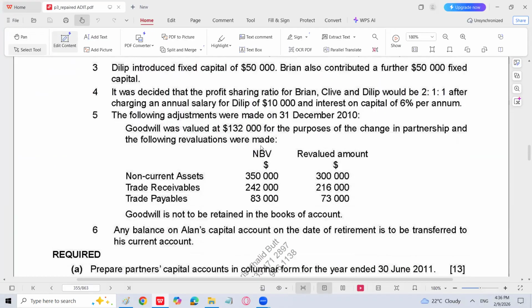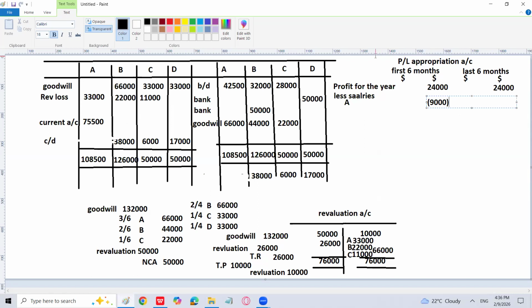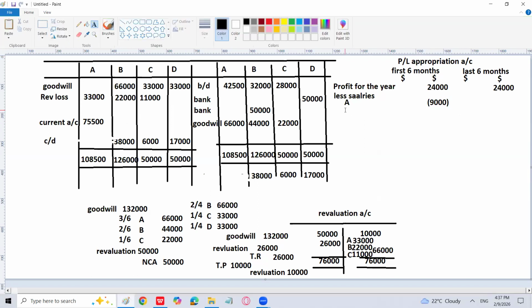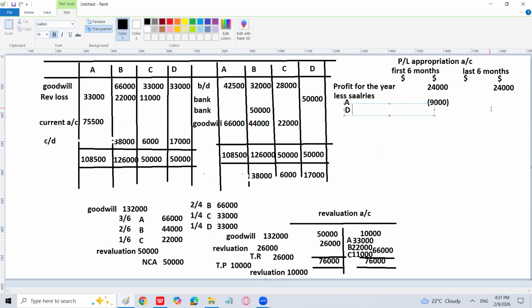In the next 6 months, the salary is given to Dilip only. In the last 6 months, 10,000, and that is the annual salary. 10,000 is an annual amount, so Dilip will get salary, but for the last 6 months, he will get an amount of 5,000, not the full amount of 10,000, right? His salary will be going to be like this. Now I have to subtract interest on capital. That is the reason that I have discussed this particular point with you so that you should not get confused because of that.